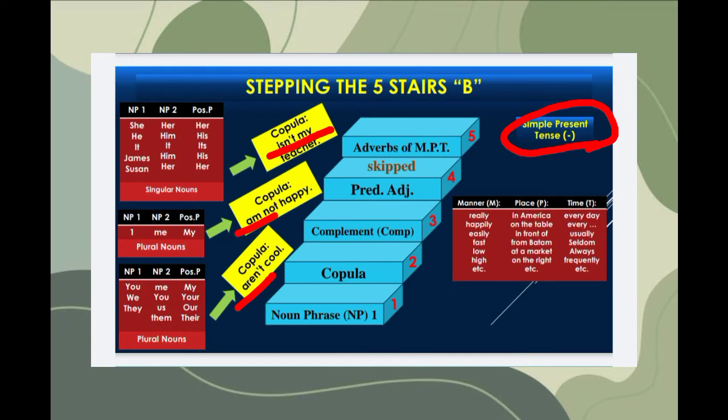Next, simple present tense negative. If we use a singular noun, the copula is isn't, and if we use the pronoun I, the copula is I'm not. If we use the pronouns you, we, they, the copula is aren't.